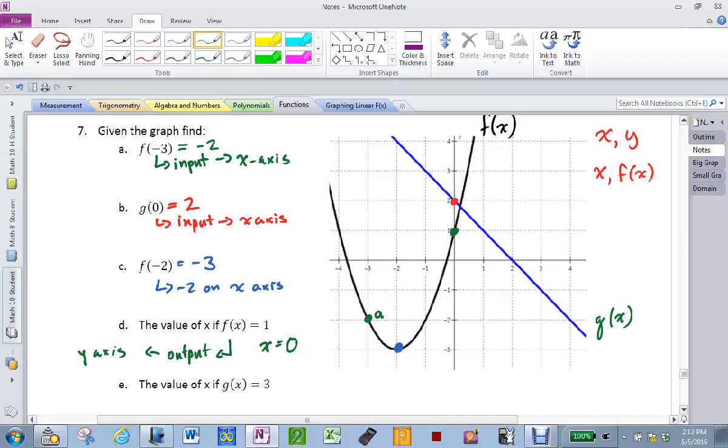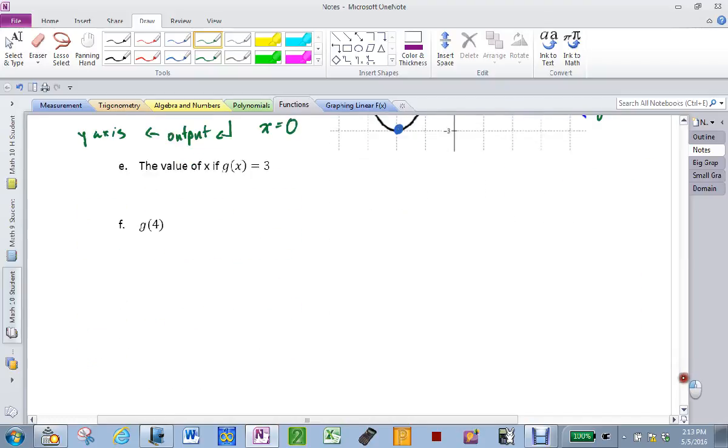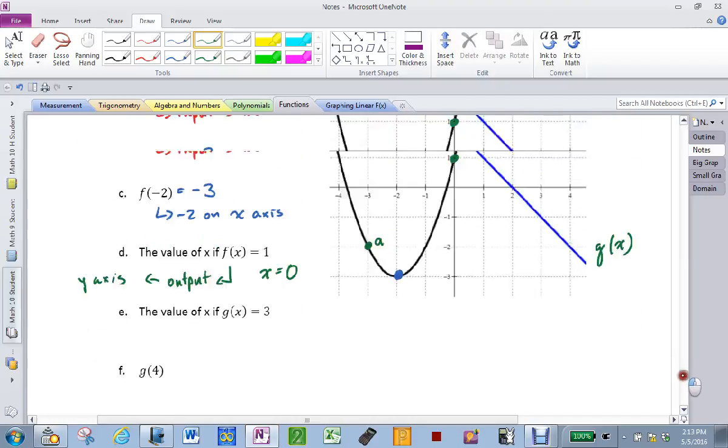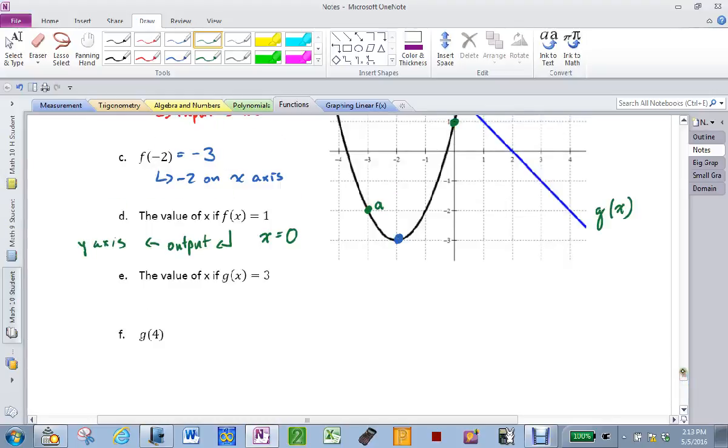Now you can go numbers to graph and graph to numbers, right? You guys try to do E and F. Just decide if you're looking for an output or an input, go to the appropriate axis, and then find where that hits the line that you were supposed to be looking for. Now would be a good time because I believe you know what you're doing.